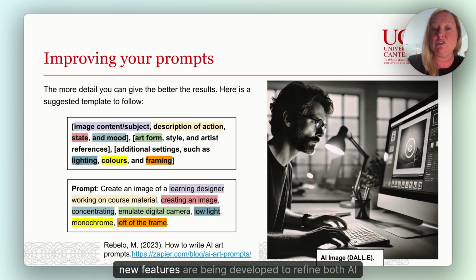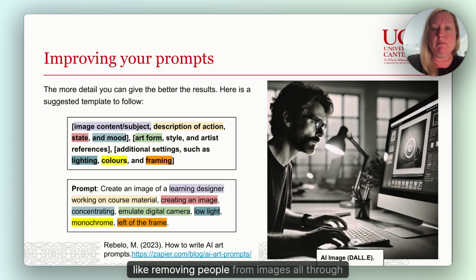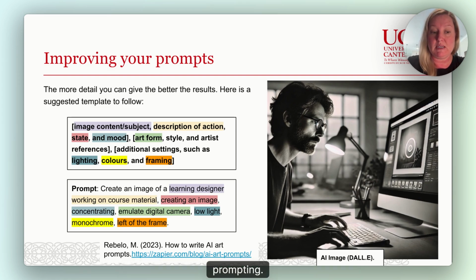In fact, new features are being developed to refine both AI and human output images. So, for example, using Microsoft Designer, you can use prompts to edit images, add filters, and make adjustments like removing people from images, all through prompting.